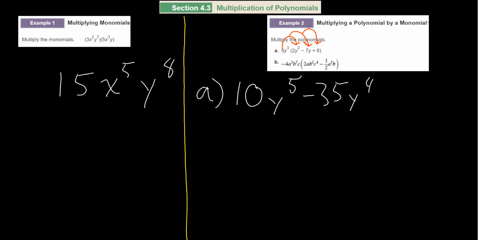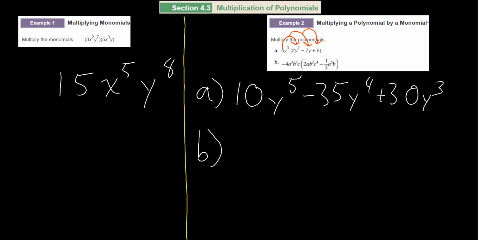And then 5y cubed times 6. Well, 5 times 6 is 30, so that's plus 30. And then y just goes along with it. Okay, that's A. And now B. Well, let's see what happens.